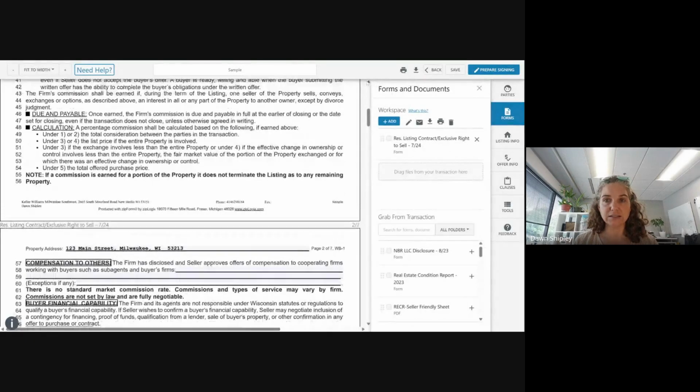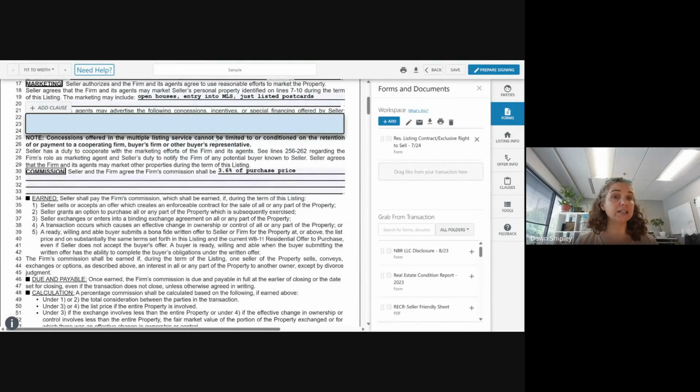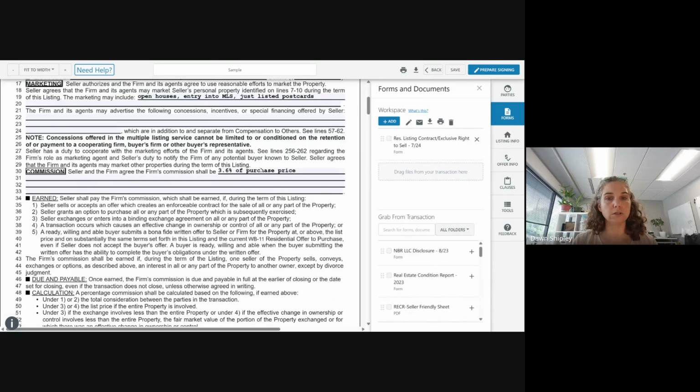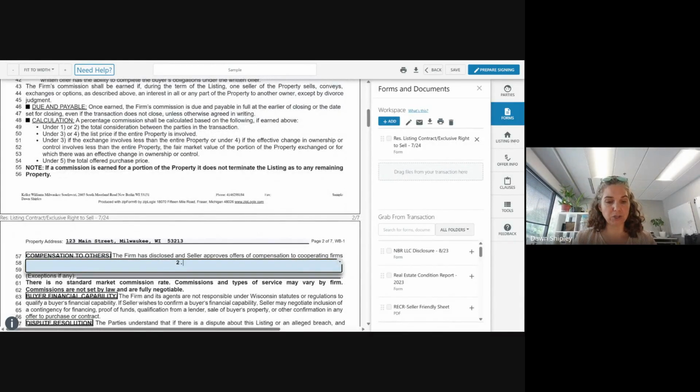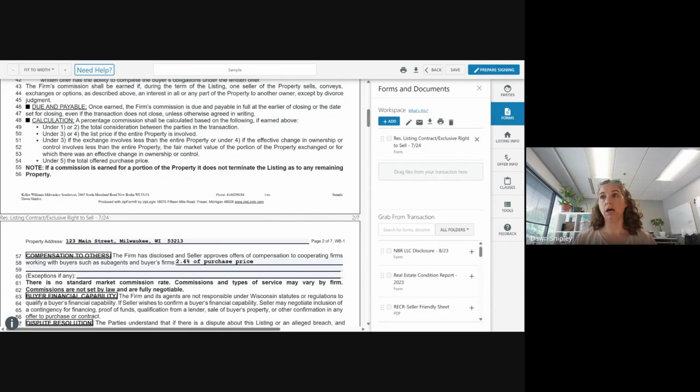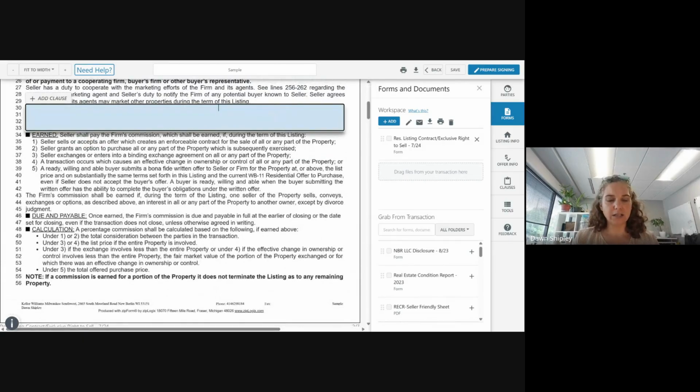So in that instance, we're going to make a couple changes here. We're not going to list anything in concessions. And in my compensation to others section, maybe here I'll put 2.4% of purchase price is going to go definitely 100% to the buyer's agent's firm. And the thing that's a little bit different about this one is what we're looking at here is the total commissions, not concessions, that the seller is paying.